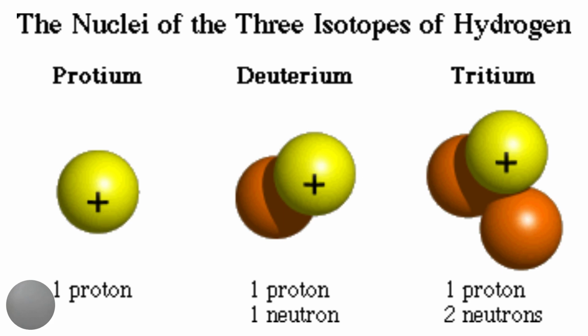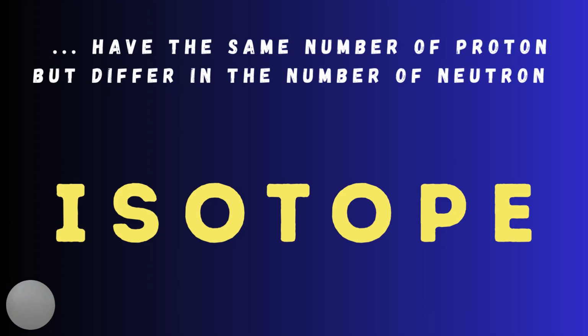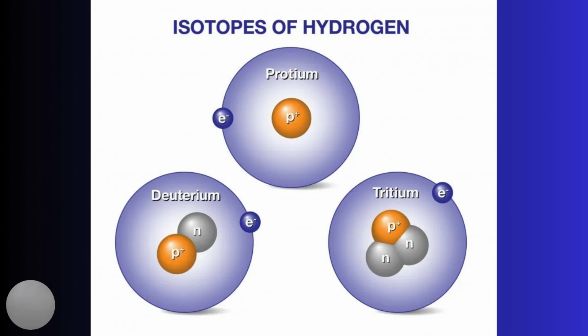Each has just one proton. Next, isotopes are elements that have the same number of protons but a different number of neutrons. For example, helium. Helium also has isotopes. What is the atomic number of helium? 2. So how many protons? 2. So its isotopes must all have 2 protons, but a different number of neutrons. The same as hydrogen: same protons, but different neutrons.